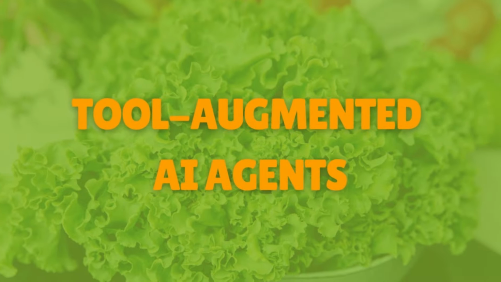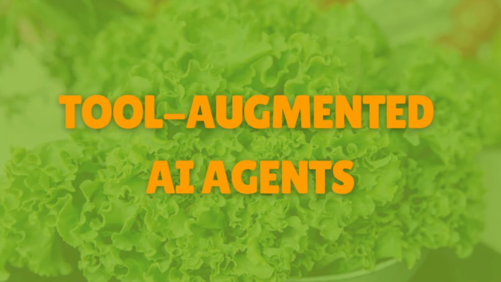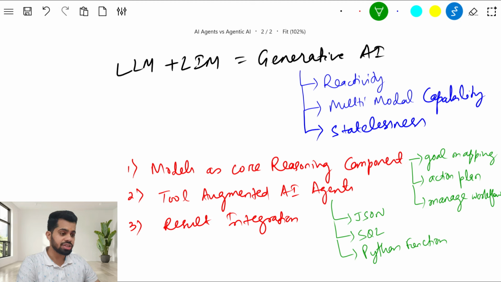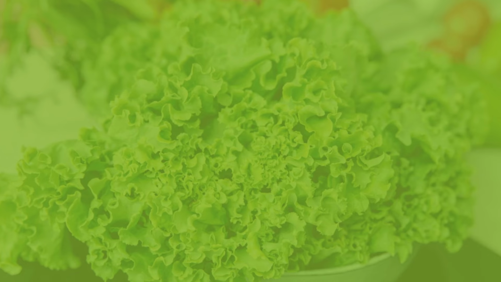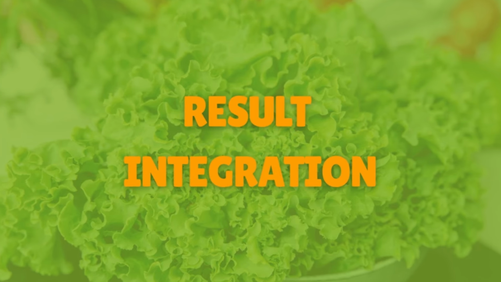Next is tool-augmented AI agents that enhance functionality. Here is where it gets more interesting. When an agent realizes it needs information beyond what it knows, for example, today's stock price, yesterday's weather, or maybe it needs to execute a script, it doesn't just give up. Instead, it generates a structured function call or API request. It might look like JSON, SQL, or a Python dictionary. An orchestration layer routes this request to the right service, gets the job done, and brings the results back. Coming to the third step, result integration.